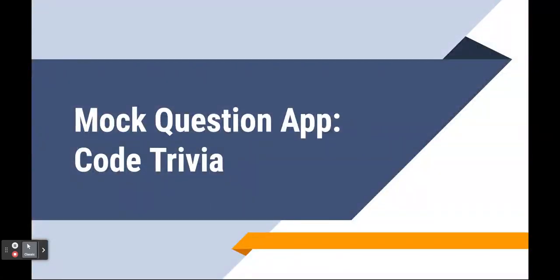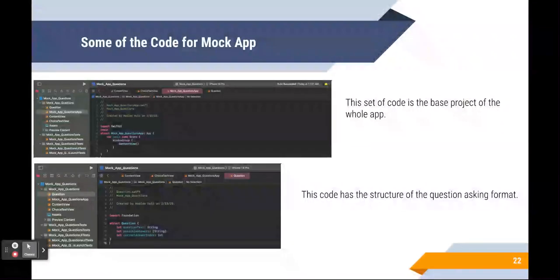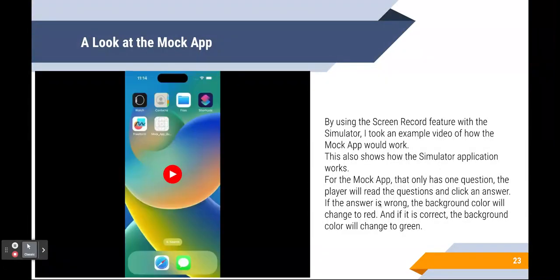Now, here is a look at my mock app that I learned from Code Academy. First, here's a look at Xcode. As you can see, you have your files, your coding section, and your viewing section. And now here is some code from the mock app. And here is a look at my mock app in its first stage.